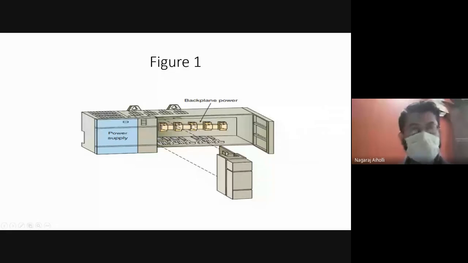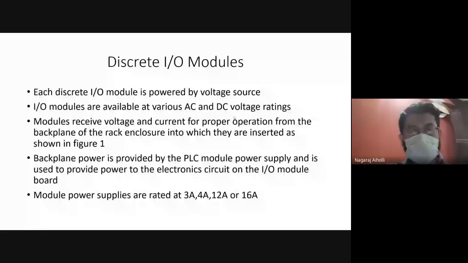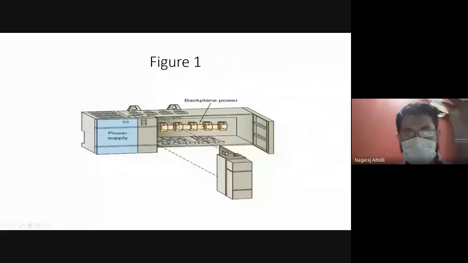IO modules are available at various AC and DC voltage ratings. So input output modules are available at different voltage and current ratings. Modules receive voltage and current for proper operation. That's what I told when I explained with the figure here. Modules receive voltage and current for proper operation from the back plane of the rack enclosure in which they are inserted, as shown in the figure here. From this back plane, the voltage or current is supplied to the input output modules.